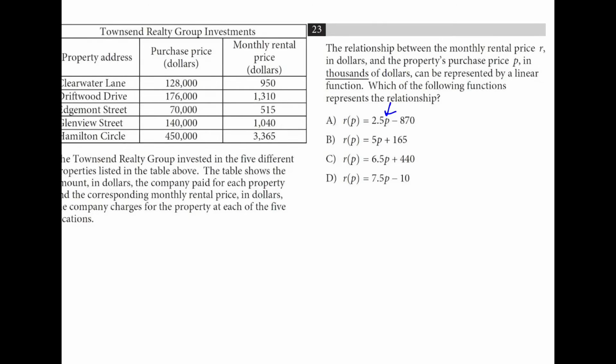So the P here represents the purchase price, and the R of P represents the monthly rental price. So this is kind of like X and this is kind of like Y. The other thing that is extremely important, they underlined it, is that our purchase price is in thousands of dollars. So we can pretty much ignore everything right there.